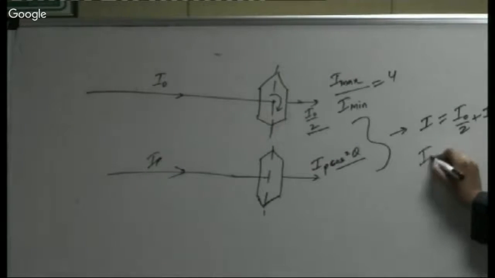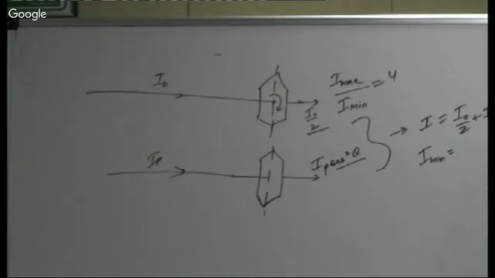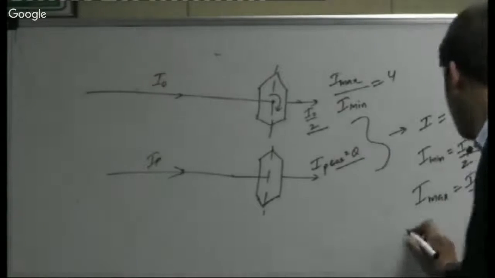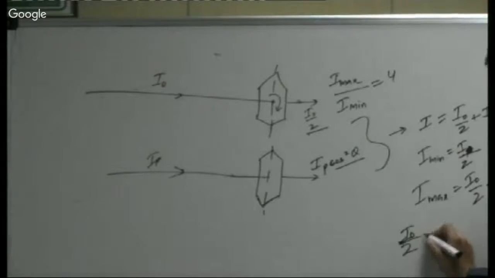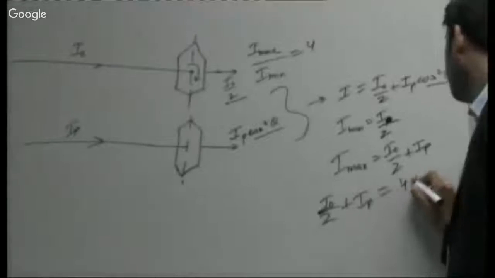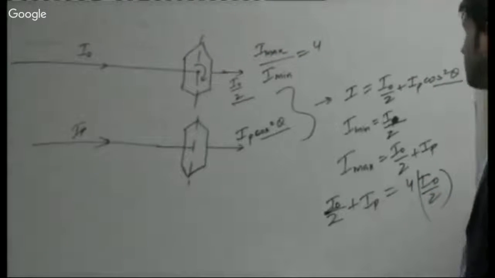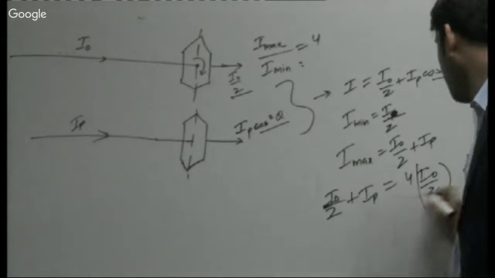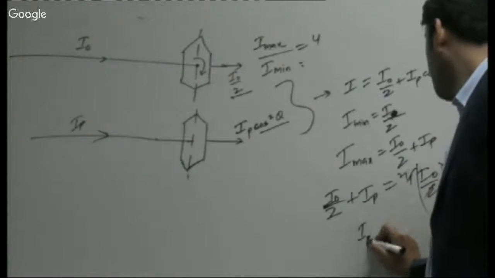This would be minimum when theta is 90, when cos theta is 0. So this would be I naught by 2. And this would be maximum when cos theta is 1, or theta is 0. Now this ratio is 4 times. So I naught by 2 plus I_P is 4 times I naught by 2. From this you can solve. How much will it be? I_P is how much?